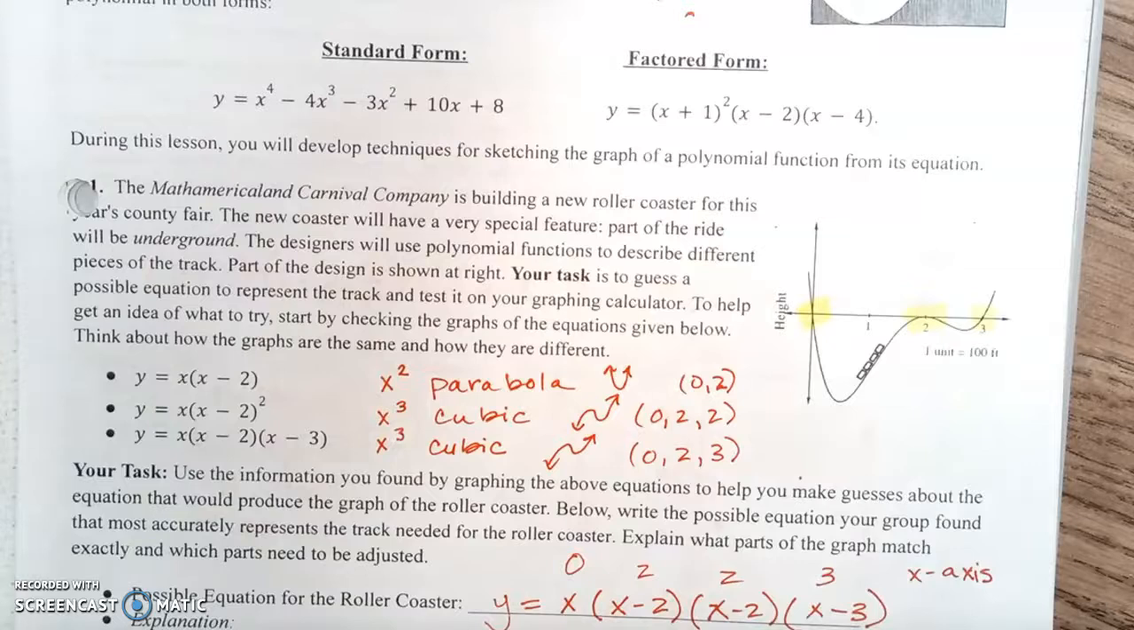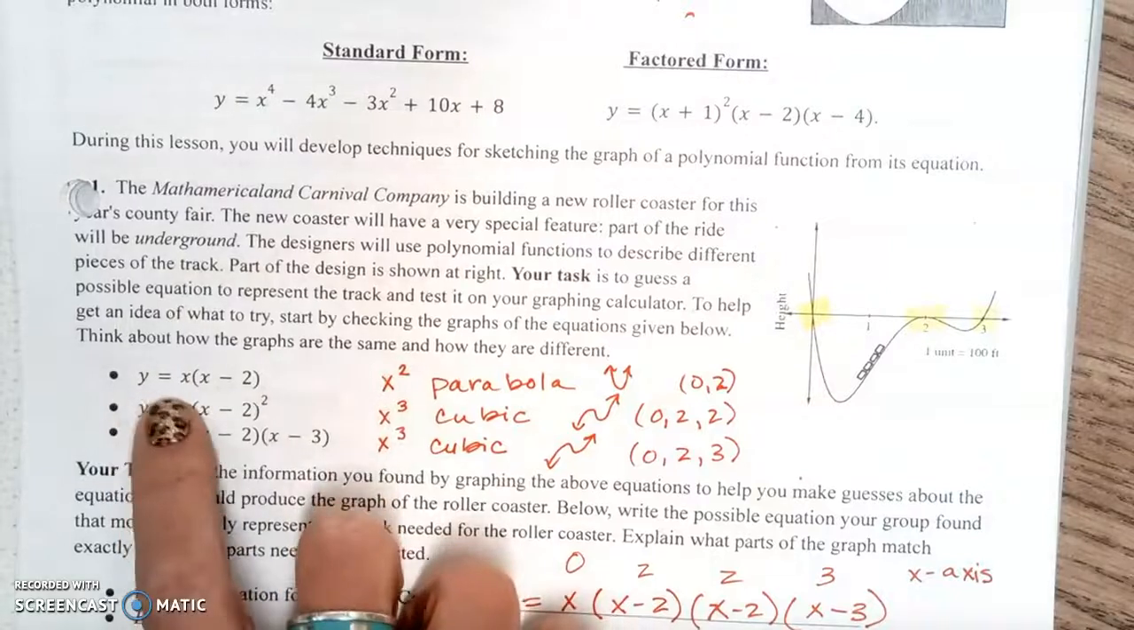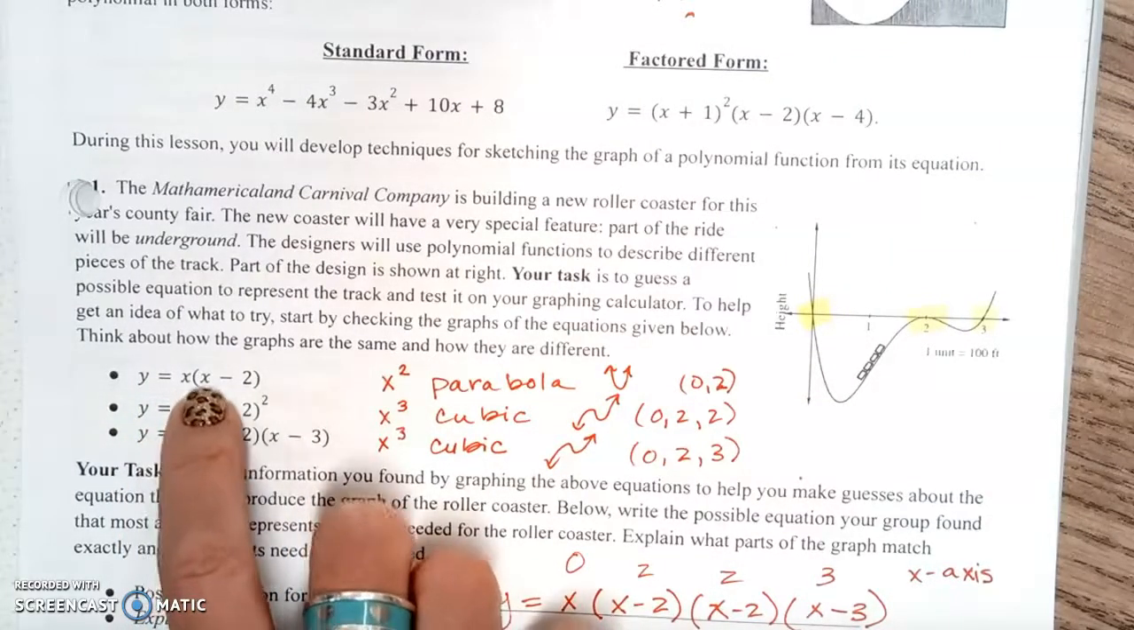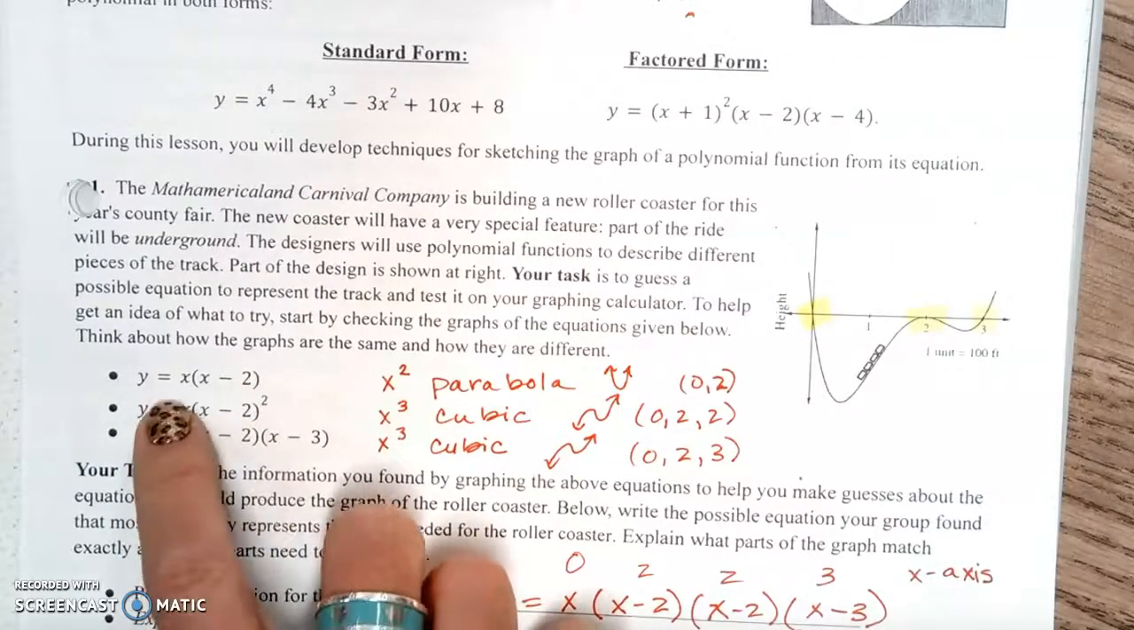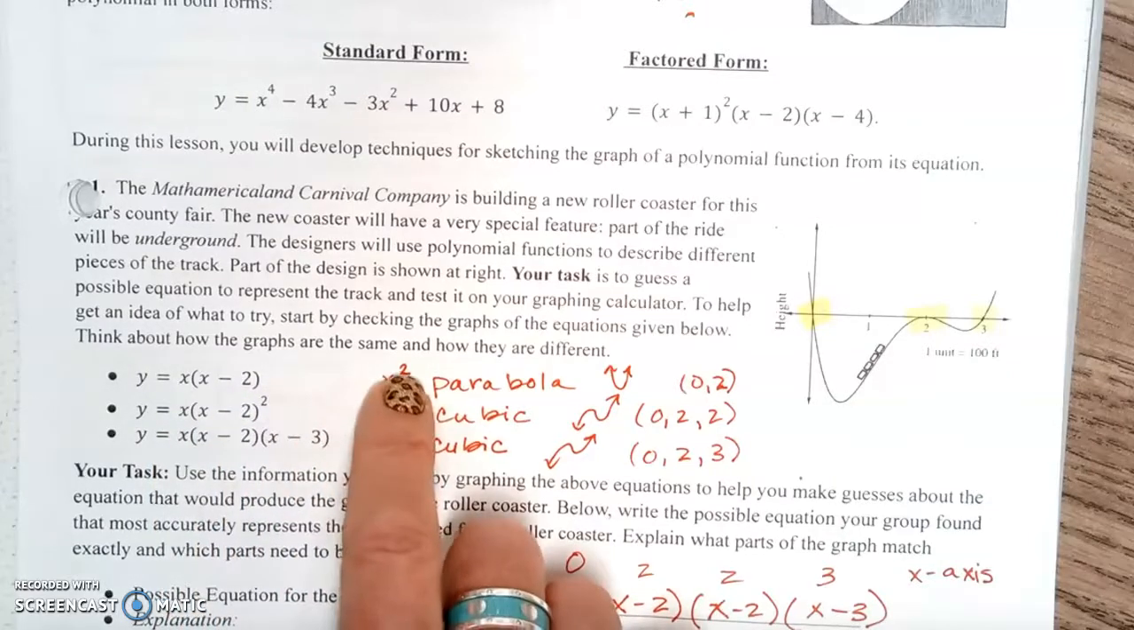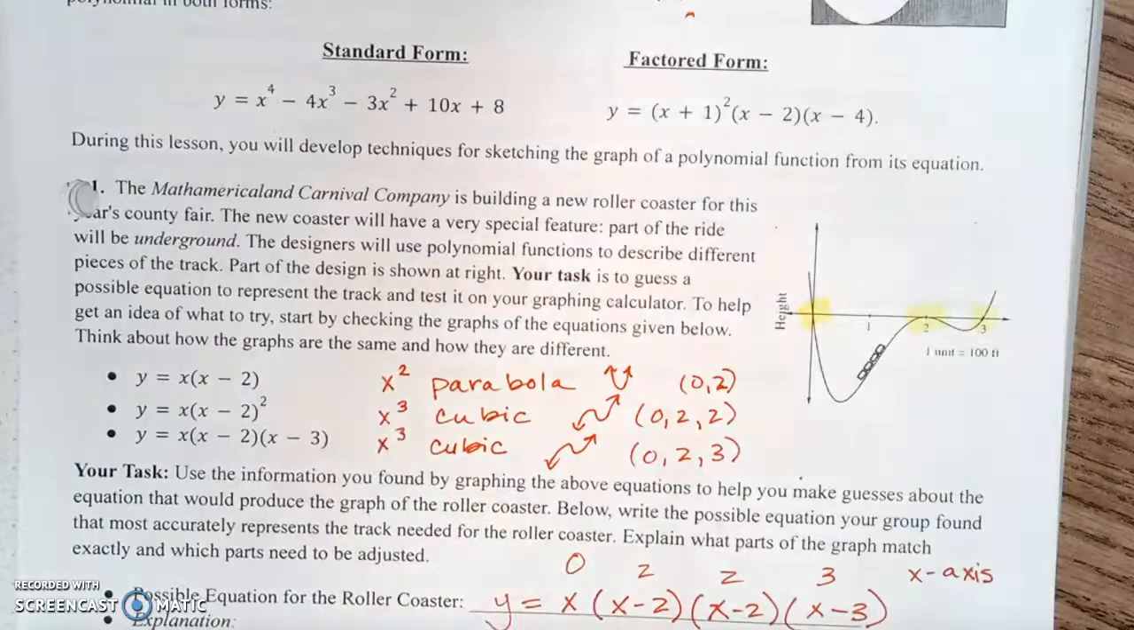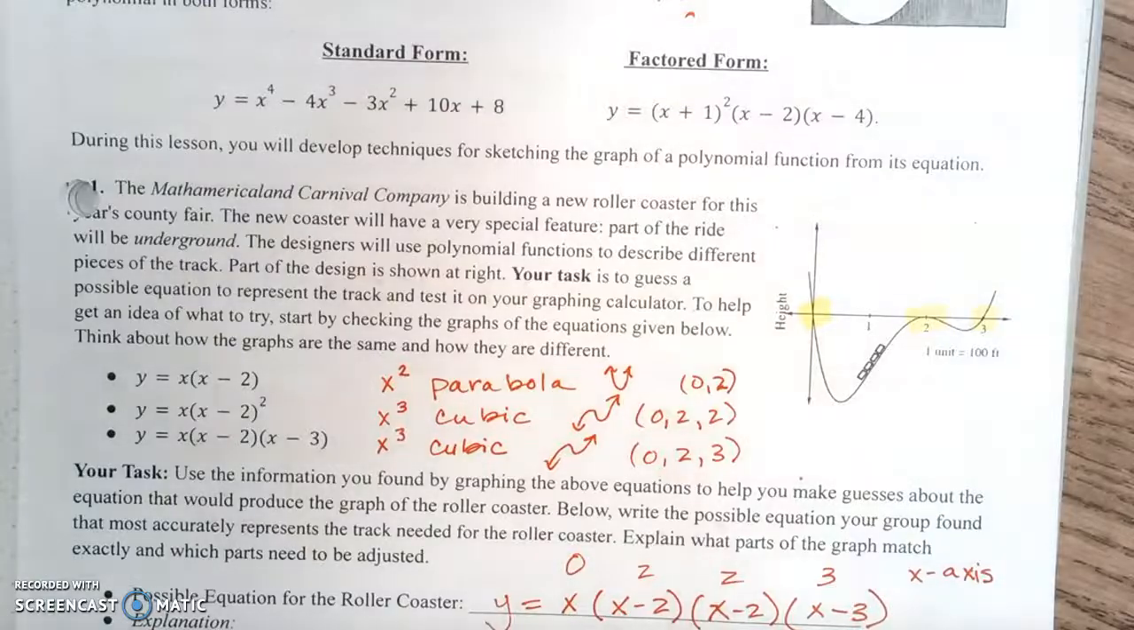To help you get an idea of what to try, start by checking the graphs of the equations given below. Think about how the graphs are the same and how they are different. Okay? So the first one has an x times an x minus 2, which means the highest power is going to be x squared. Okay? X squared, we've graphed tons of those. Those are parabolas, right? They basically have that U shape, either opening up or down, whether they're positive or negative. Okay?